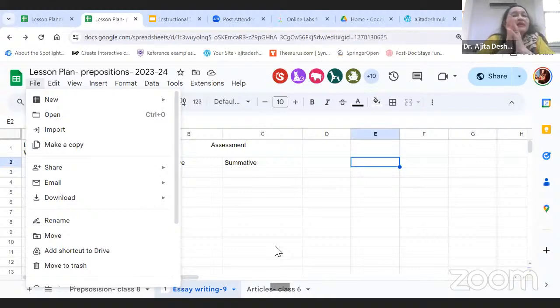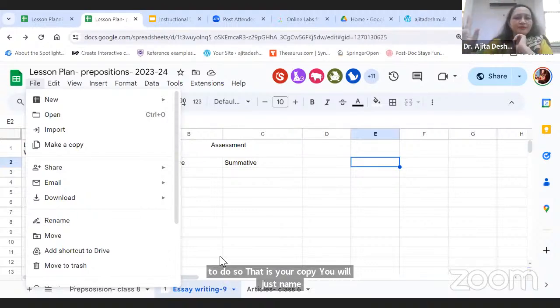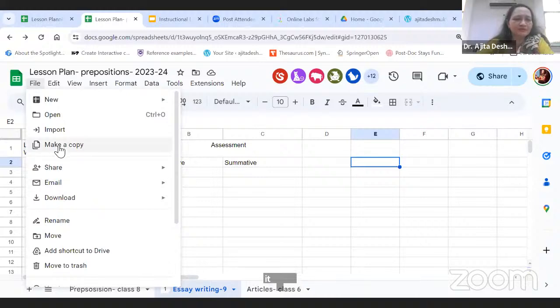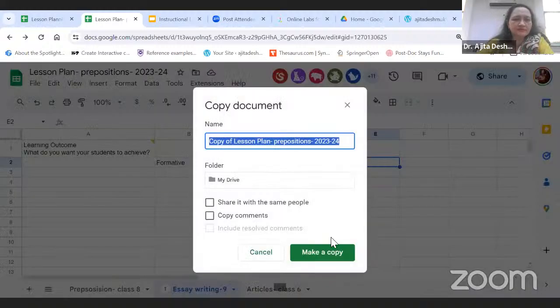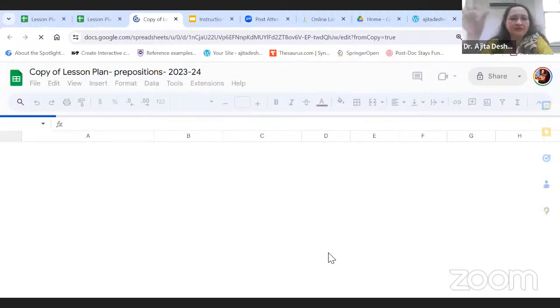And then all you have to do is that is your copy. So that is your copy. You will just name it. वो जो ऊपर नाम है वो भी editable हो जाएगा अब, because आपके इसमें दिखेगा copy of. Okay, I'll also show you. चलो. Yeah. So हमने एक ये copy बना लिया जो आप लोगों ने बनाया. So all have done this copy.